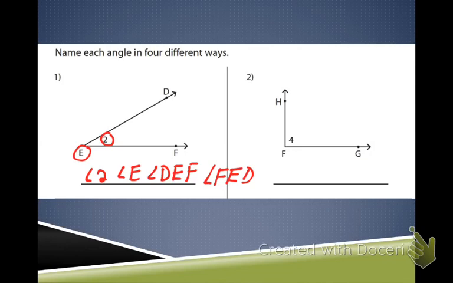Take 10 seconds, think about what the 4 angle names are, and I'm going to show you in just a second. Okay, here we go. What you should have had is angle 4. You could have also had angle F. You could have had angle HFG and angle GFH. Those are your 4 angle names.